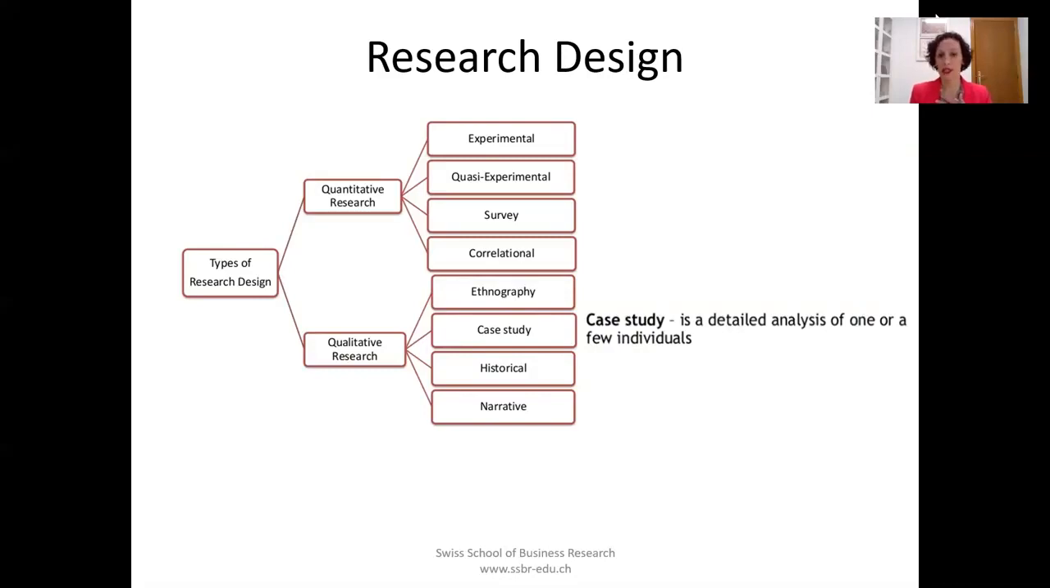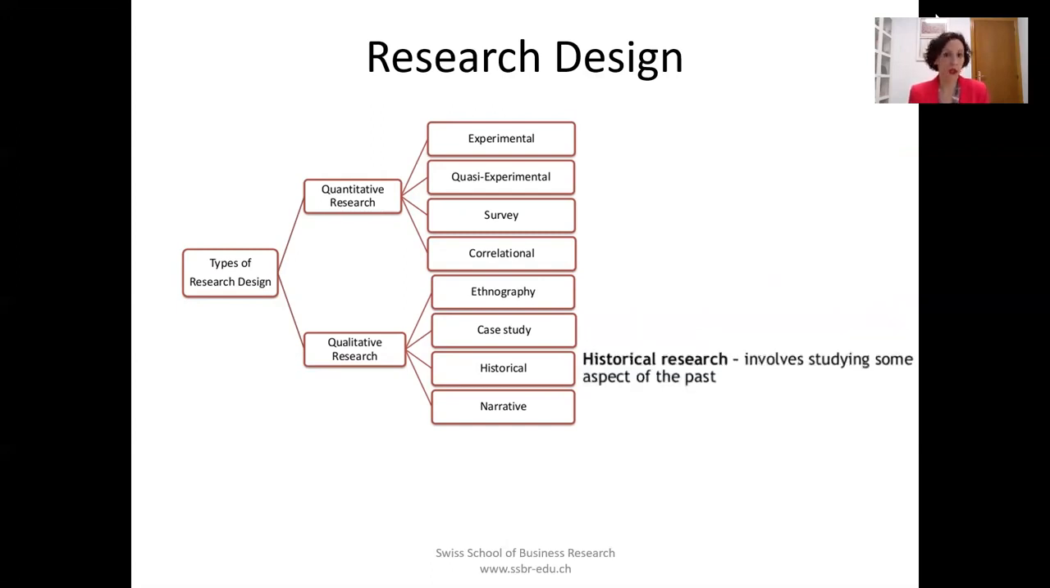Case studies. This is something that you guys have done here at SSBR, where we actually take a specific group or a specific company. In our case at SSBR, we study businesses. So we take a specific business organization and we do a case study to analyze in detail that specific company and draw conclusions, in order to be able to make decisions and forecasts for the future. This is the same thing. This can also be done for groups, for individuals, etc.